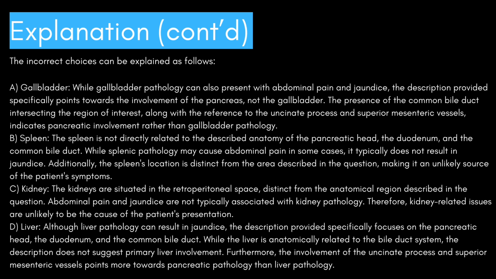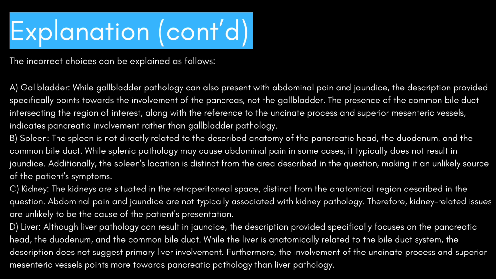D, liver. Although liver pathology can result in jaundice, the description provided specifically focuses on the pancreatic head, the duodenum, and the common bile duct. While the liver is anatomically related to the bile duct system, the description does not suggest primary liver involvement. Furthermore, the involvement of the uncinate process and superior mesenteric vessels points more towards pancreatic pathology than liver pathology.